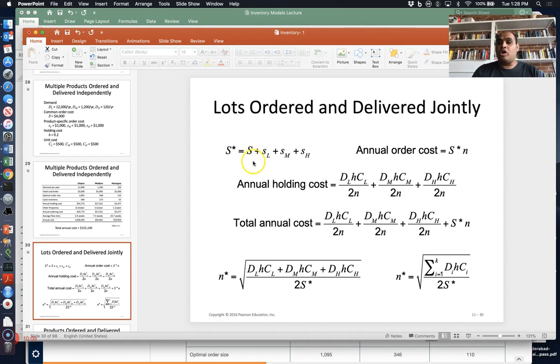S. Otherwise, in all of those other things, we did S plus SL, S plus SM, and S plus SH separately. But here you'll be paying all of them together at the same time, right? Okay.